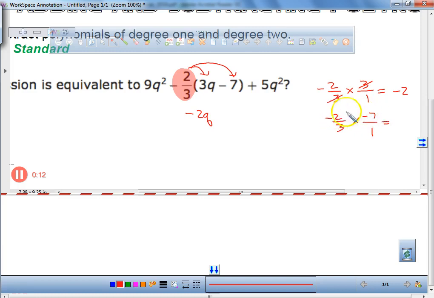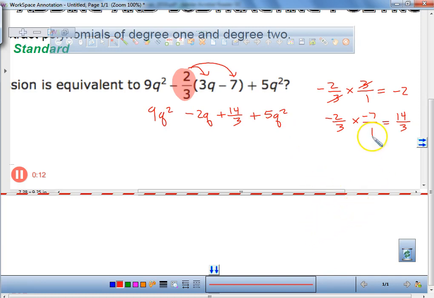So what's the product of negative 2 times negative 7? Oh, negative times negative is a? All right, so it's going to be positive 14, right? Over 3, so that becomes plus 14 over 3. Let's bring the 9q squared down and the 5q squared.